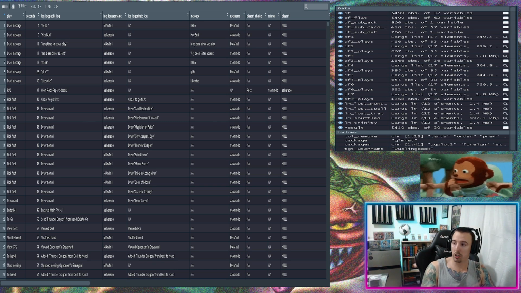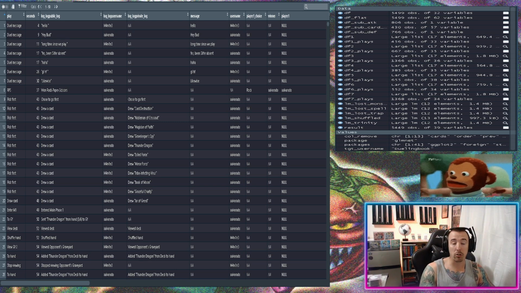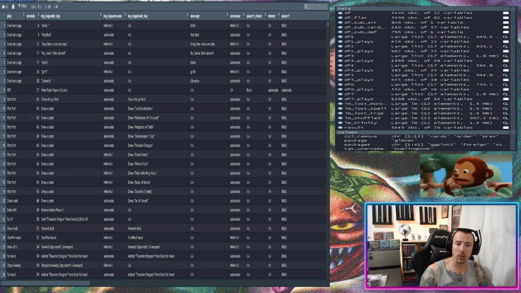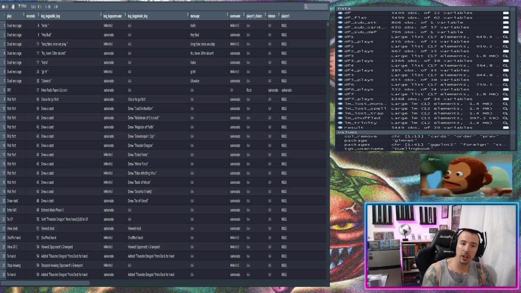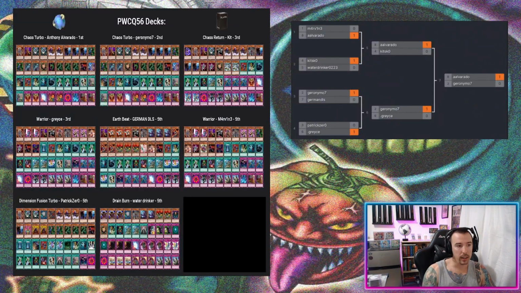Once I learned how to write a scraper and write the script to capture the logs for me in JSON scripts and copy that over, I was like, yeah, I'm gonna take this pet project and kind of go forward with it. So on the right just kind of shows all of the different matches from the PWCQ 56, and then I merged them all into one data set.